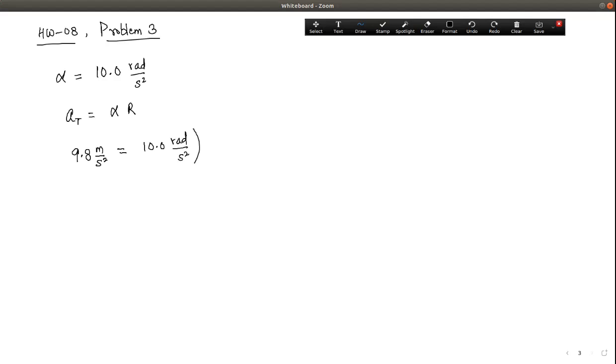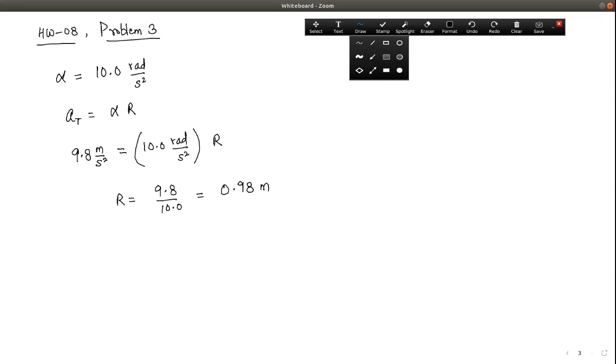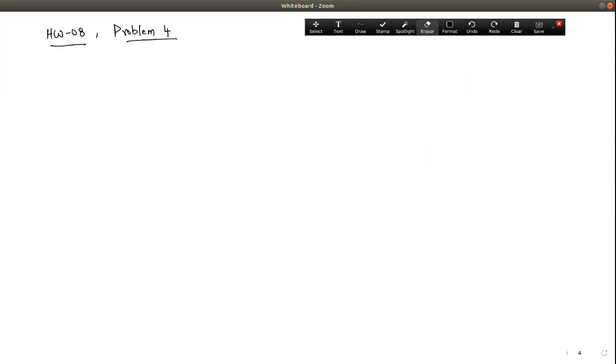And at what radius r does that happen? So r will be equal to 9.8 over 10.0. So that's 0.98 meters. Right? And we can keep two significant digits because 9.8 has only two significant digits. That's all there is to it. It's reasonably straightforward. Pause again.